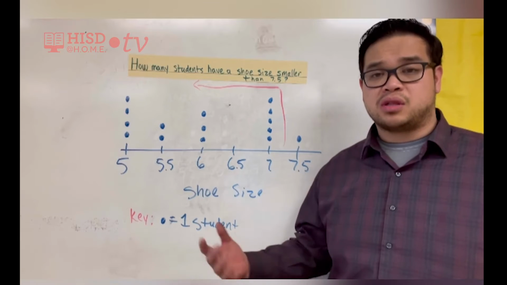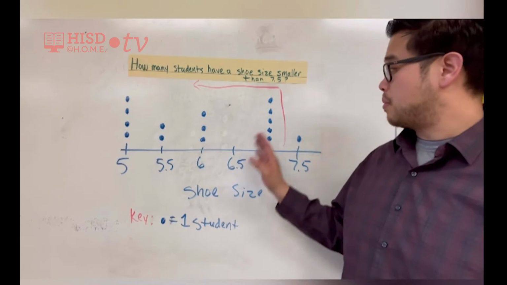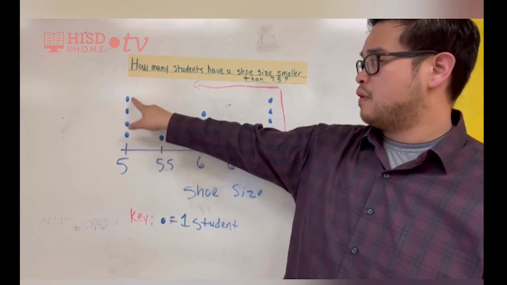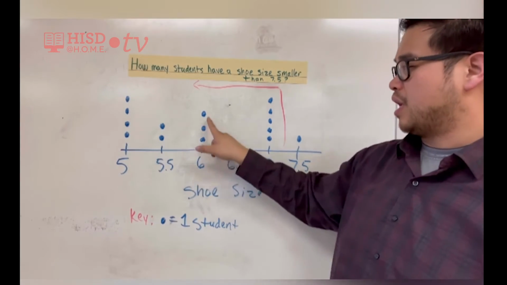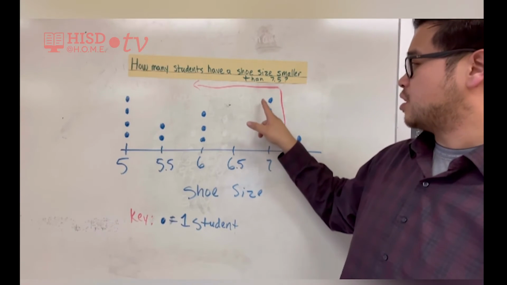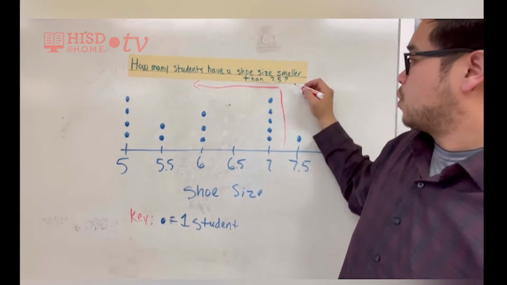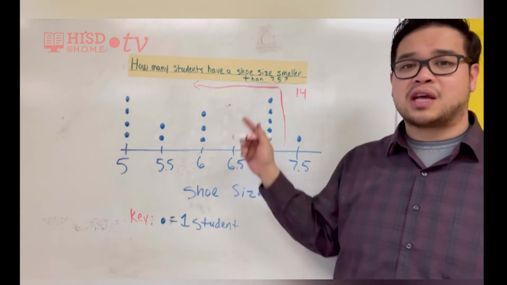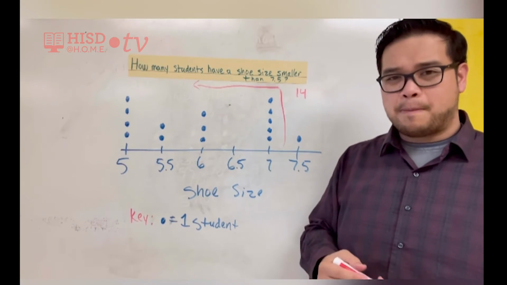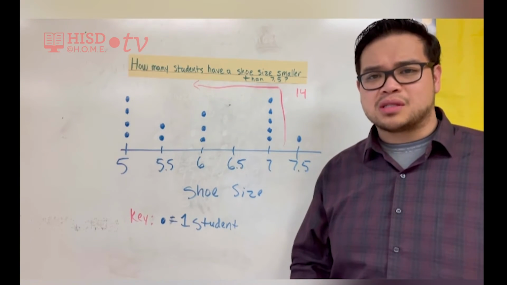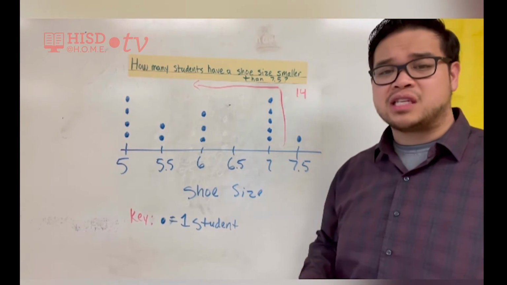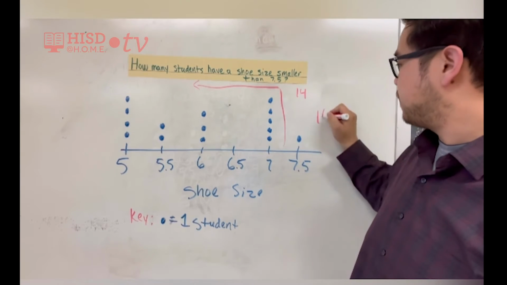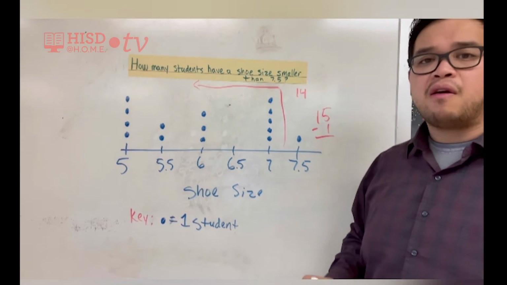So all I have to do to answer this question is count how many dots are from this red line all the way to that side. 1, 2, 3, 4, 5, 6, 7, 8, 9, 10, 11, 12, 13, 14. So I know that there are 14 students that have a shoe size smaller than 7.5. But another way I could have done this was, I remember I had 15 total students and I see that I have 1 here. I could have simply done 15 minus 1 to get 14 students.